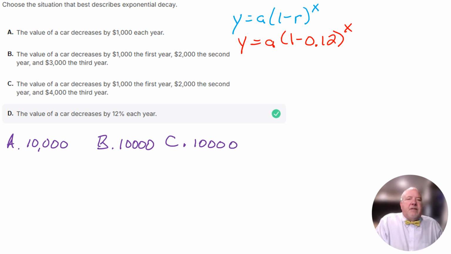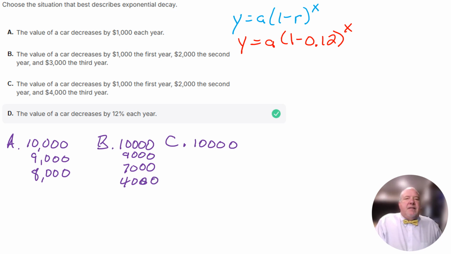And then for A, it goes down by 1,000 each year. So then it would go down to 9,000 and then 8,000 and so on. B goes from 10,000 to 9,000. And then it goes down by 2,000, so that would be 7,000. And then it goes down by 3, so that's 4,000. And then for C, the first year it goes down to 9,000. Then it goes down to 7,000, and then it goes down to 3,000.